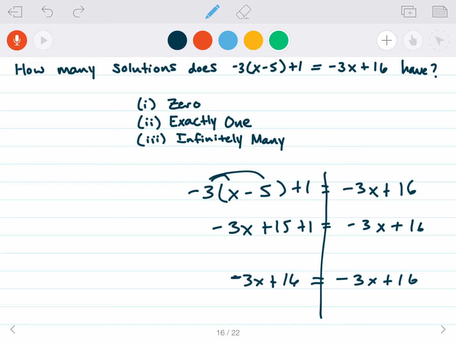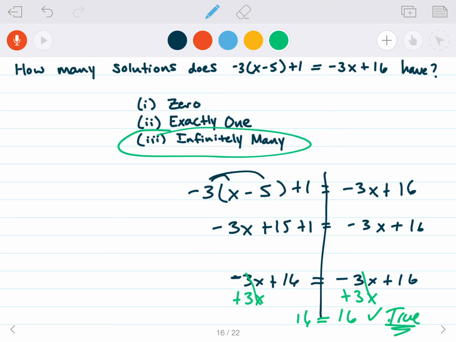Now, what does this look like algebraically? Well, algebraically, if I add 3x to both sides, those are both going to cancel out. And what I'm left with on the left side is 16, and on the right side, I'm also left with 16, which is a true equation. And that tells me algebraically that there's infinitely many solutions. Now again, graphically, I'll let you guys verify this. If you put both of these lines in, you're going to get just a single line. And that's how we can verify that graphically.